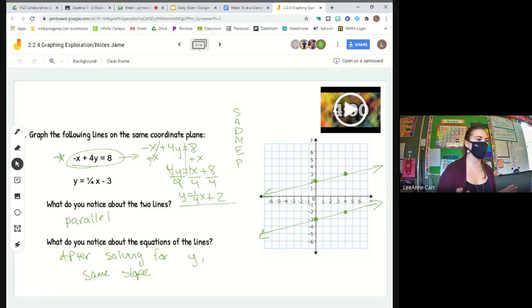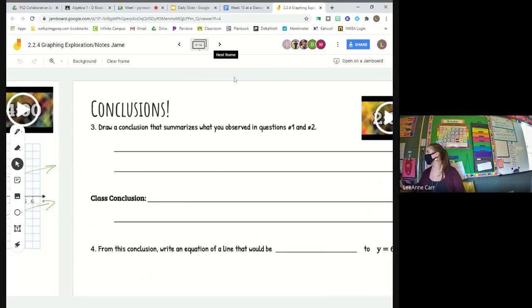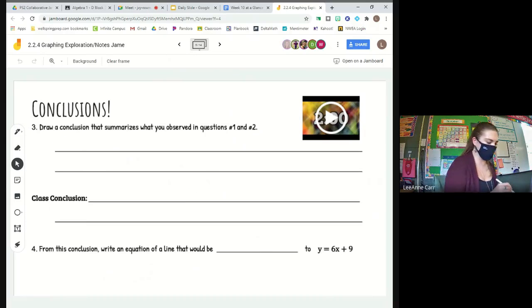I'm going to pause here in case there are questions. Do you guys have questions? Let me know. All right, cool. It looks like I can go on to the next frame then, which is our conclusion. So I'm actually going to skip number 3, because I think we've talked about it enough, and go directly to the class conclusion.